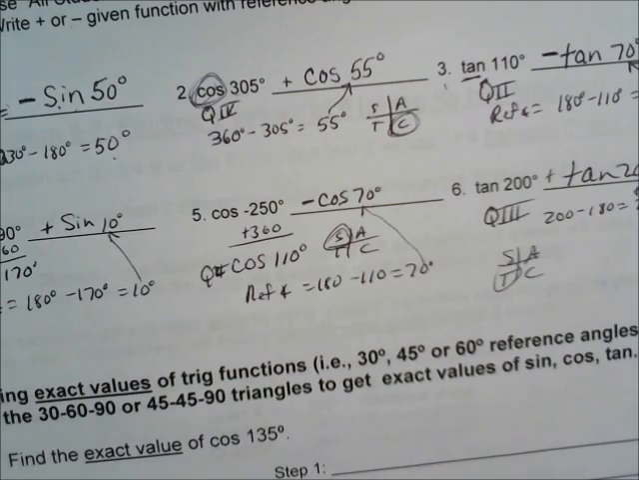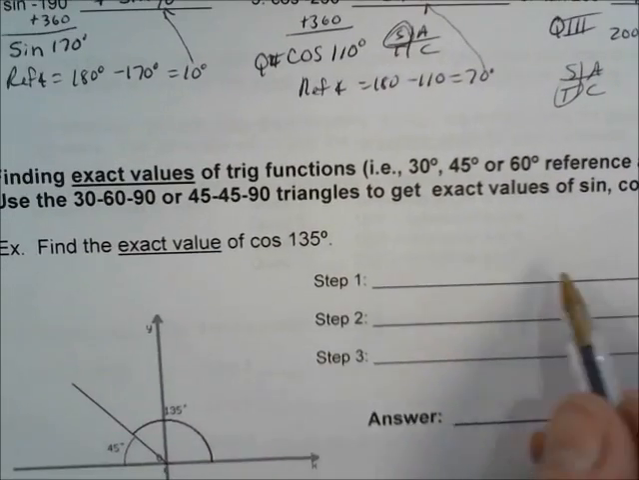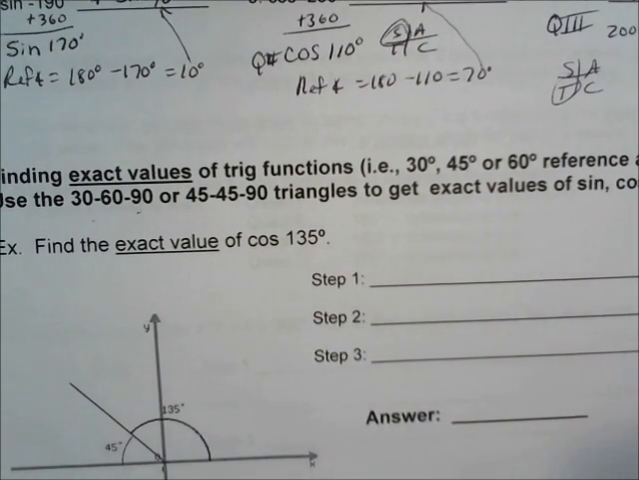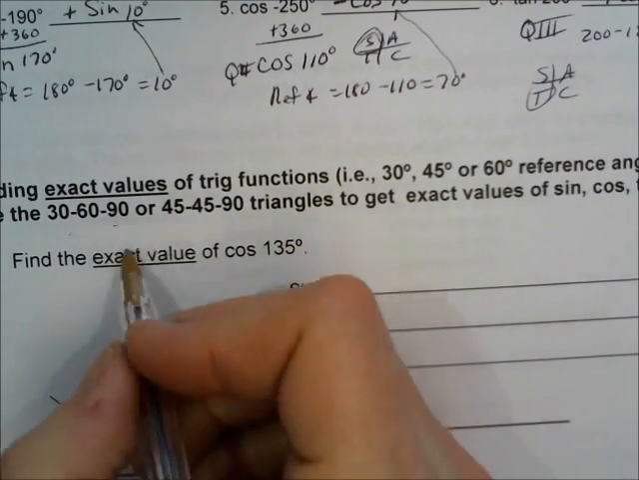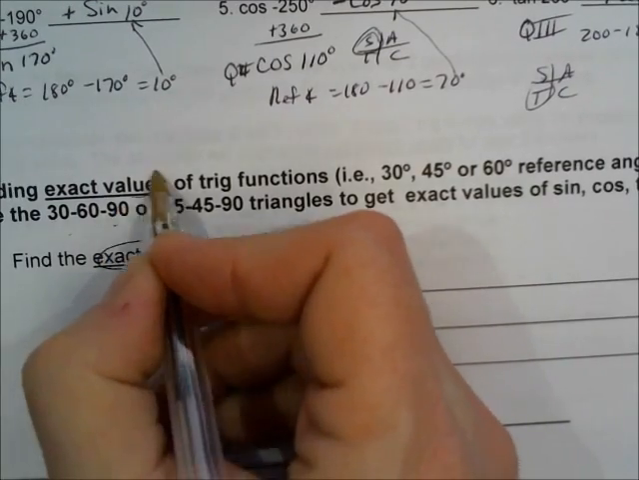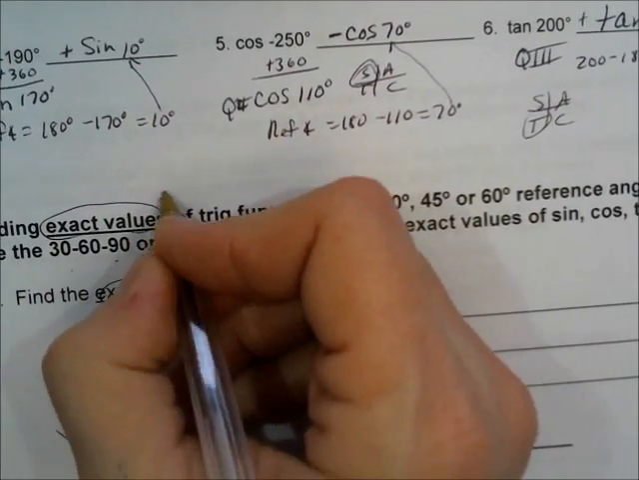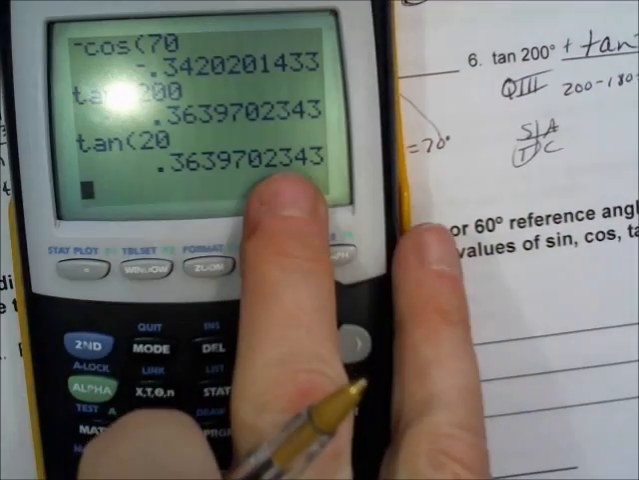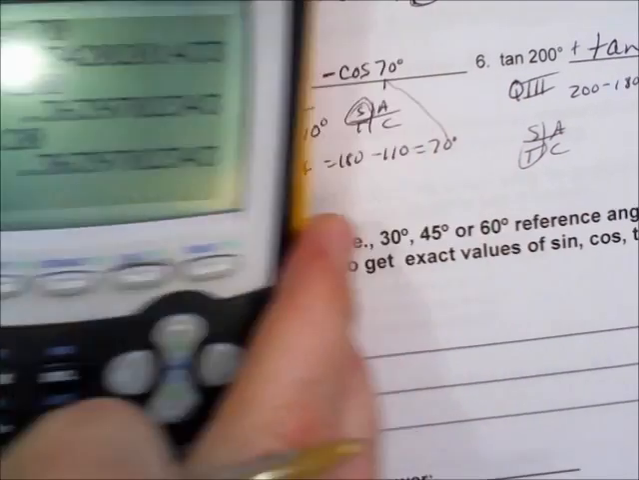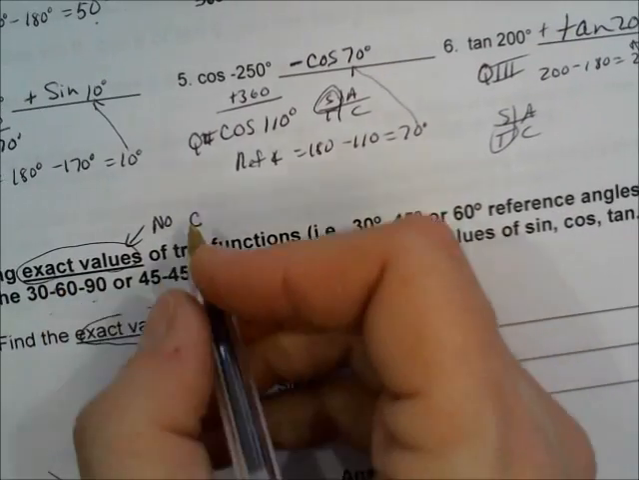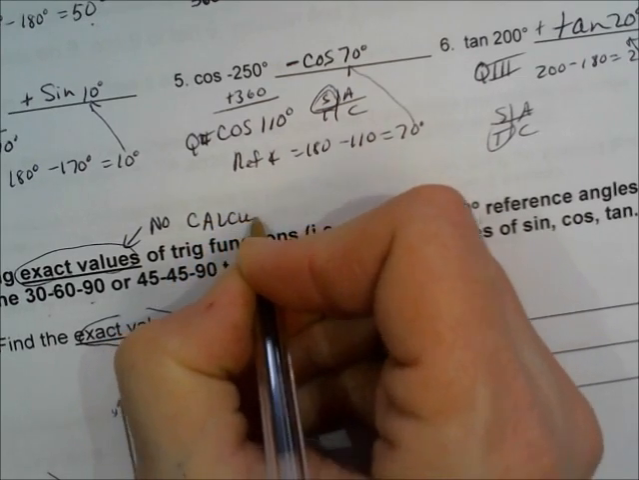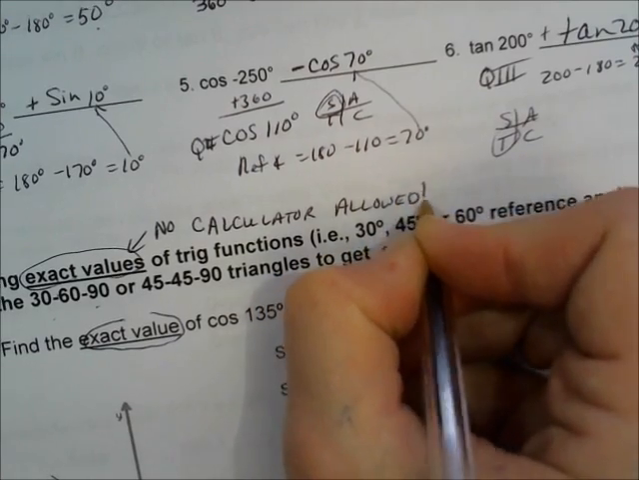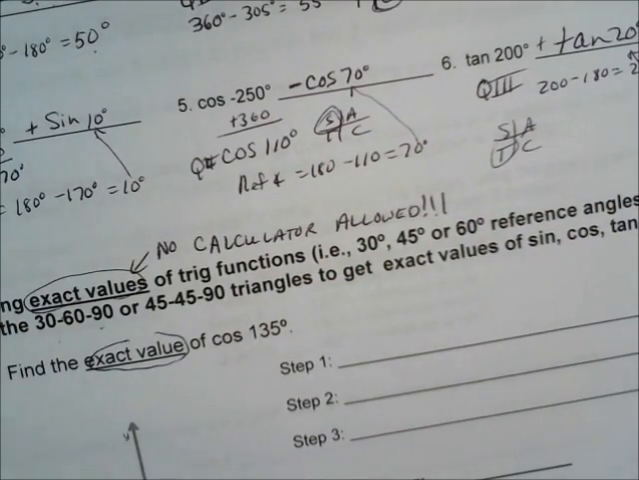So we're right. Now what we're going to do is the 30, 60, 90 or 45, 45, 90 degree special angles. If you're asked to find an exact value, it means no calculator allowed. All of these numbers that we found on our calculators are not exact, they're approximations. If we're asked for the exact value, that means no calculator allowed. No, no, no, don't even pick it up.